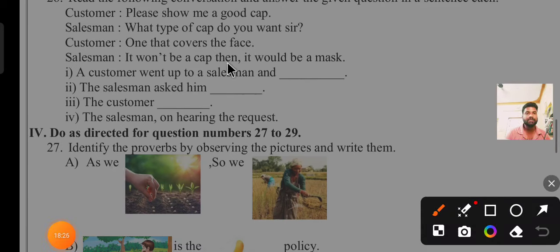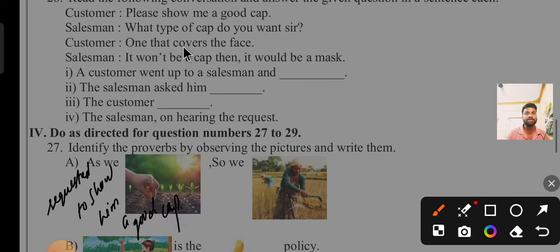Customer went up to the salesman and requested to show him a good cap. Like this you can write, because it is an imperative sentence, it doesn't change.